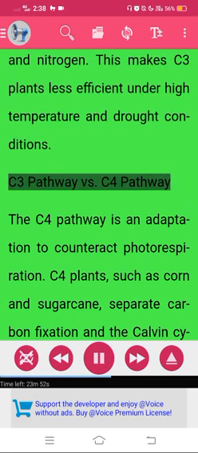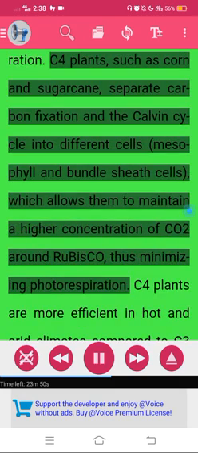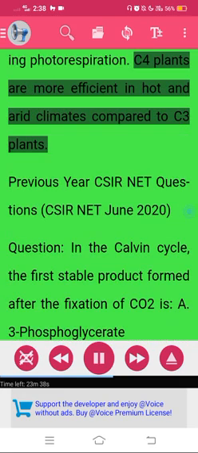C3 pathway versus C4 pathway. The C4 pathway is an adaptation to counteract photorespiration. C4 plants, such as corn and sugarcane, separate carbon fixation in the Calvin cycle into different cells, mesophyll and bundle sheath cells, which allows them to maintain a higher concentration of CO2 around Rubisco, thus minimizing photorespiration. C4 plants are more efficient in hot and arid climates compared to C3 plants.